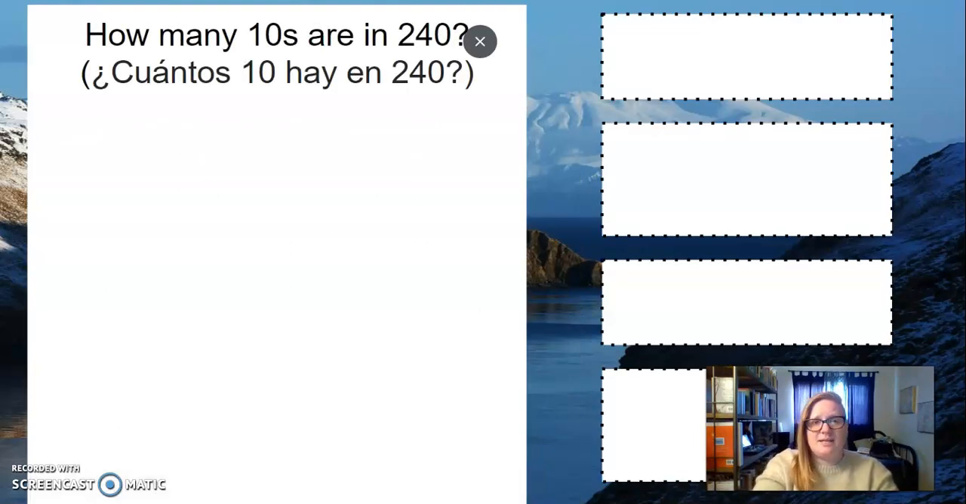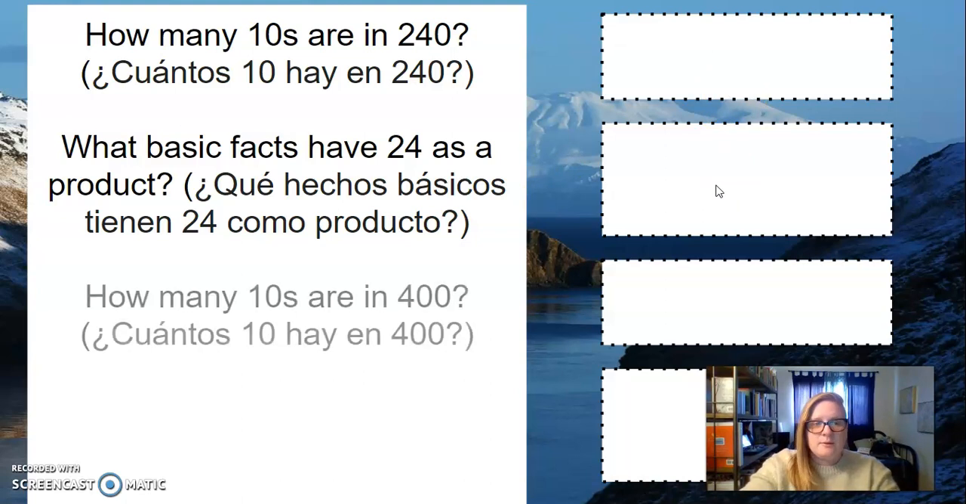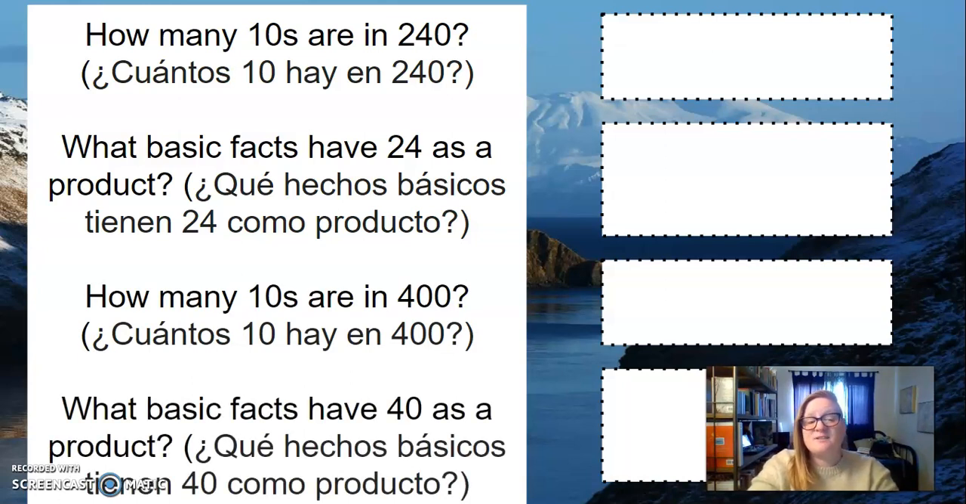And so now it's your turn. How many tens are in 240? Go ahead and put your answer here. What basic facts has 24 as a product? You could always go back to your multiplication chart in order to figure that out. Or if you have some of them memorized, you could list them here. There are a lot. How many tens are in 400? What basic facts has 40 as a product? And list them here.